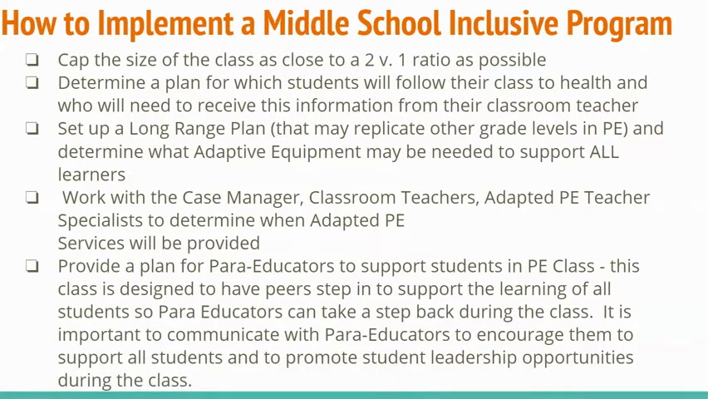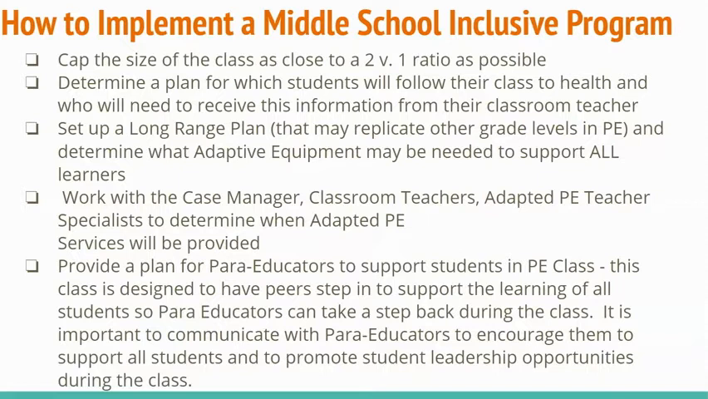How to implement a middle school inclusive PE program. Some of these things we've already touched on today, but I will review them quickly. You want to cap the size of the class. We typically say a 2-to-1 ratio is best, so 2 gen ed students to 1 student with an IEP or a 504. That helps when you have a student who's absent, they still have a peer buddy.